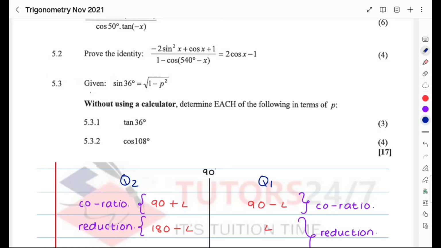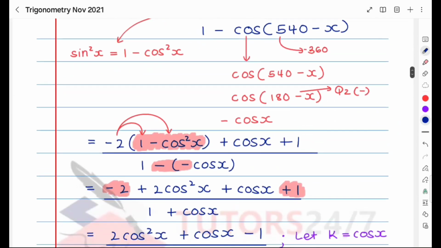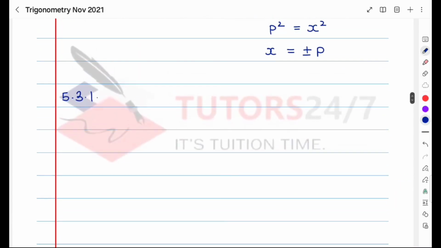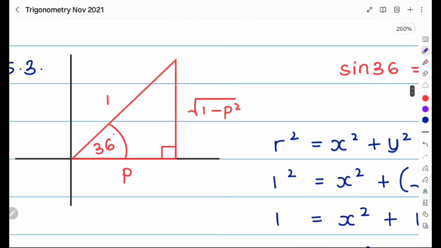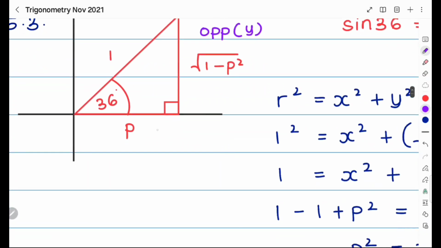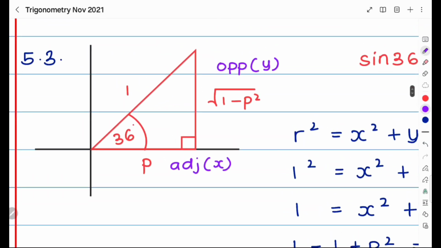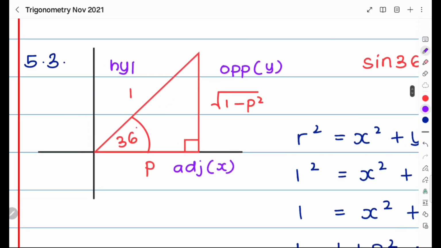Tan of 36. So tan of 36, we know that tan is equal to the opposite over the adjacent. Let us just label these sides quickly. This is the opposite side, also known as y. This is the adjacent side, also known as x. And this is the hypotenuse, also known as r.